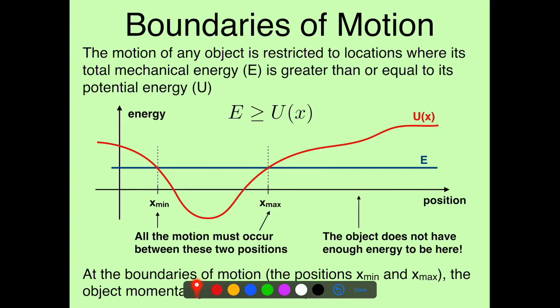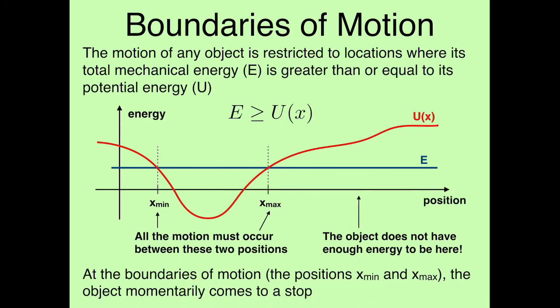So we're restricted, in other words, to being between these two positions. X min is what we'll call this, and X max is what we'll call this position over here. We're restricted to those boundaries. All motion has to occur between those two positions, X min and X max, because the object doesn't have enough energy to be anywhere else. It doesn't have enough energy to be here. It doesn't have enough energy to be here.